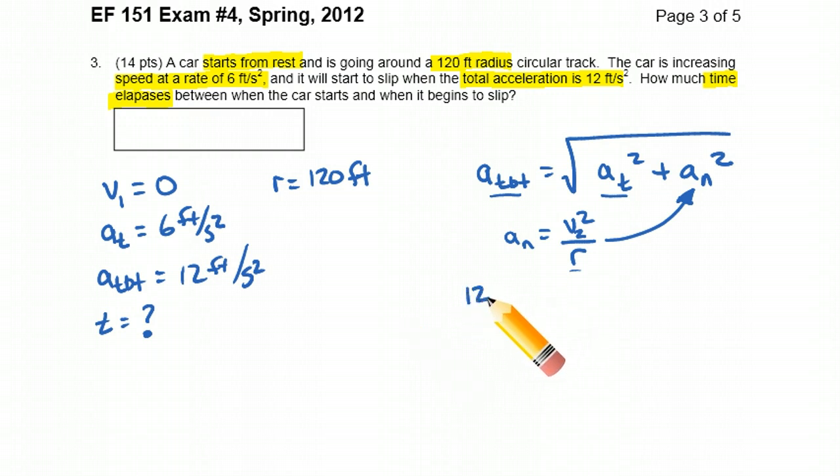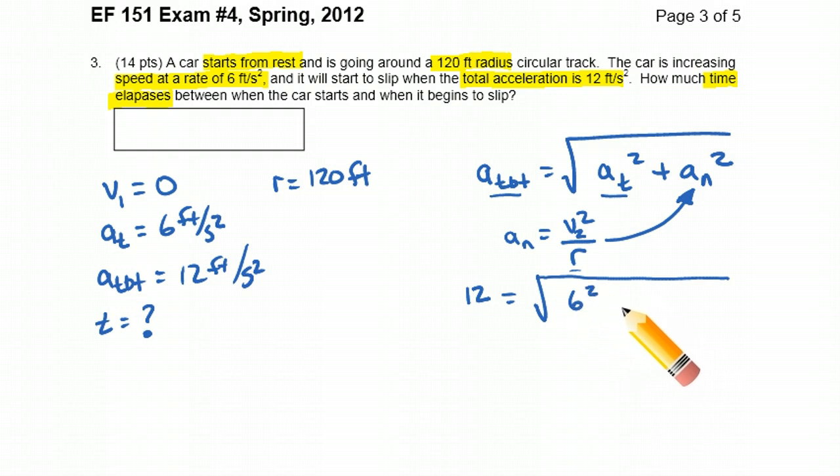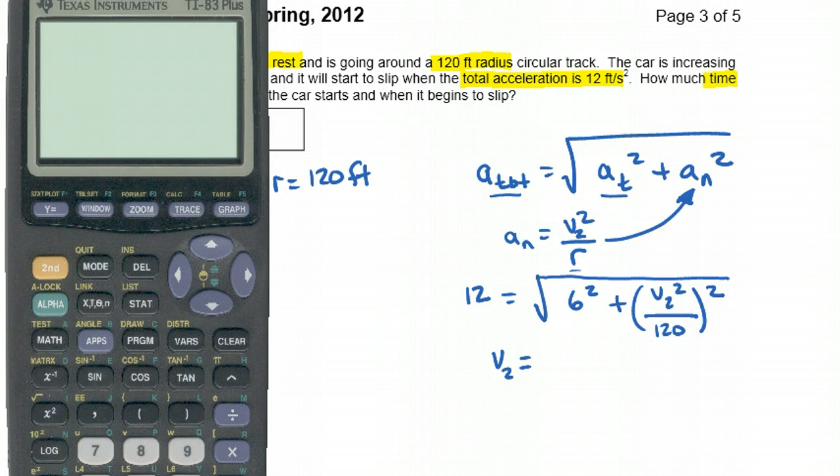Alright, so I'm going to have 12, everything's in feet per second squared, so I won't write units out. We'll just work with this. So 12 is equal to 6 squared plus, and be careful here, because this is V2 squared over 120, but that whole quantity is squared. So I'll use my calculator to solve for V2. I'll just go ahead and use the solver, even though this one's not too bad.